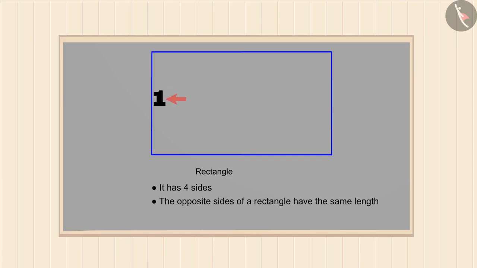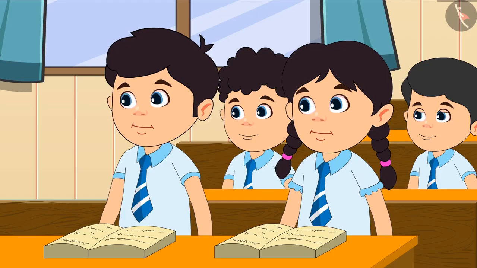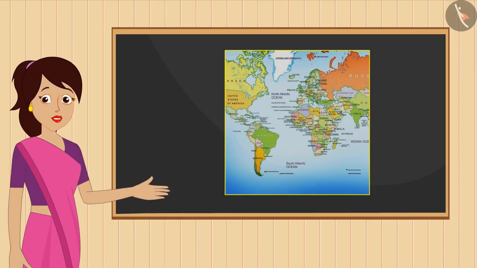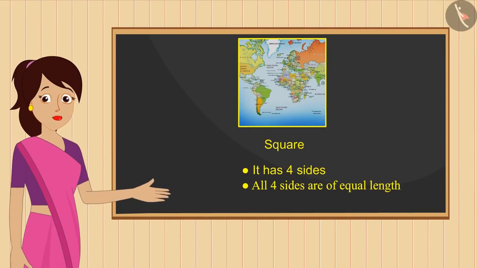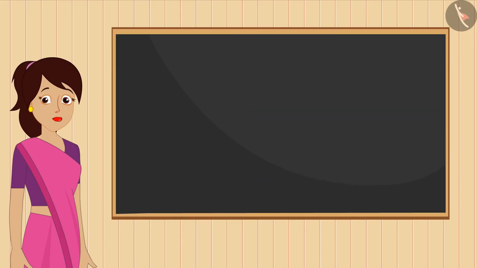A rectangle is a shape which has four sides and the lengths of its opposite sides are the same. Now tell me, which shape shall we get by tracing this map? This is a square. Very good, Ravi. A square is a shape that has four sides and all four sides are of the same length.